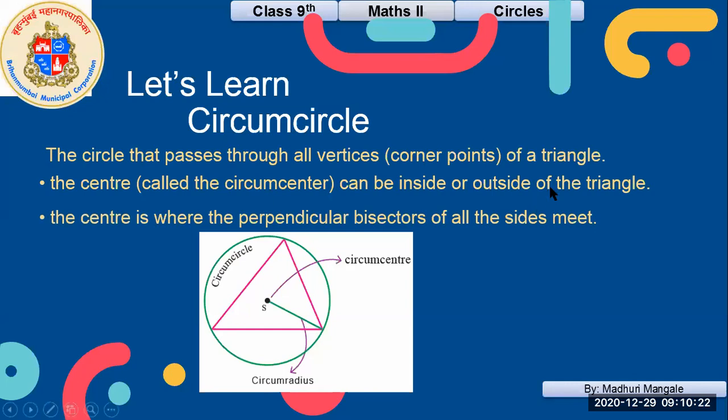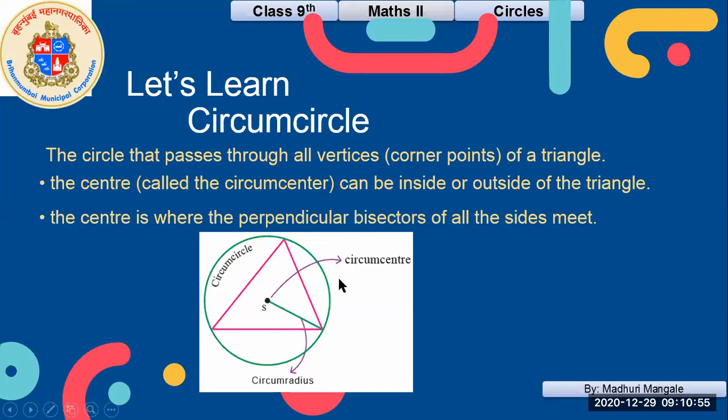And how do we find this center? If we draw perpendicular bisectors to the sides of this triangle, the point where the perpendicular bisectors meet is called the circumcenter. Using that as the center, we can draw a circle with radius from that center to any of the vertices. Using that as radius, we will draw a circle.